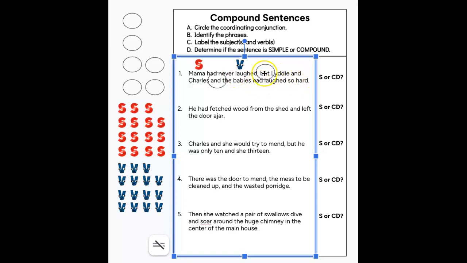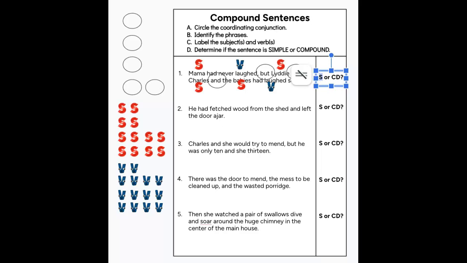Let's look on the other side. We have Liddy and Charles and the babies had laughed so hard. Oh, I actually see another conjunction here. Now that tells me that whatever is on either side of that and is doing the same job. And I can tell that we've got some more laughter going on here. This time, who's laughing? This time it's going to be Liddy and Charles and the babies. So because I found subjects and verbs on both sides of the comma conjunction, then I know that this sentence is going to be compound. I can highlight it.